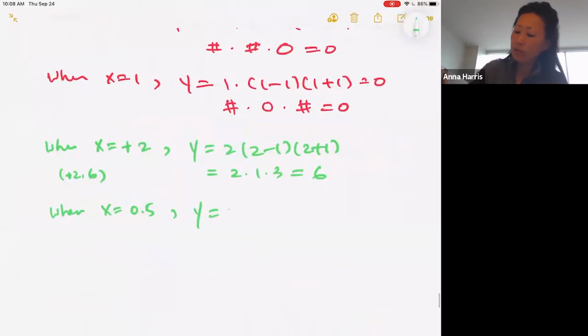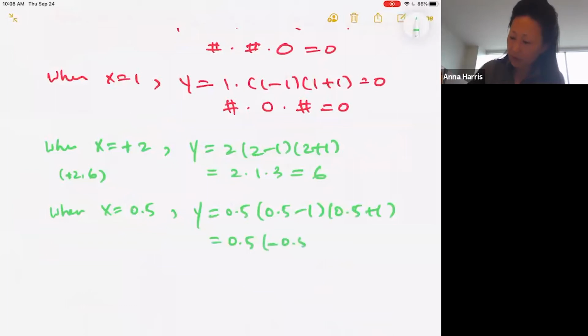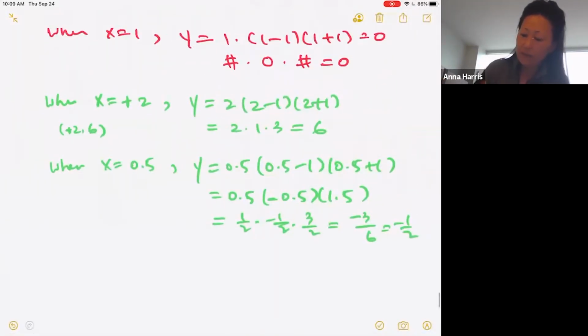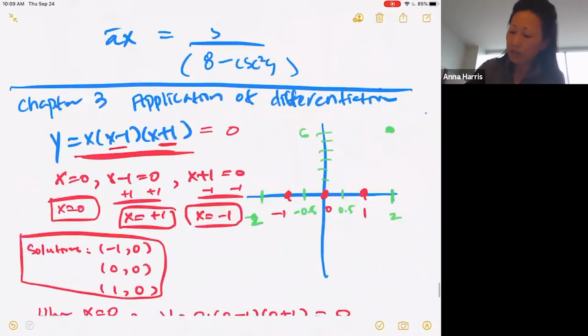y is equal to 0.5 times (0.5 minus 1) times (0.5 plus 1), which gives me 0.5 times negative 0.5 times 1.5. This case is easier to just do the fraction, right? So the negative 3 over 6, which is the same as negative 1/2. Okay, this is easier to just do the fraction. So you have 1/2, negative 1/2. So over here, you get a negative 1/2.